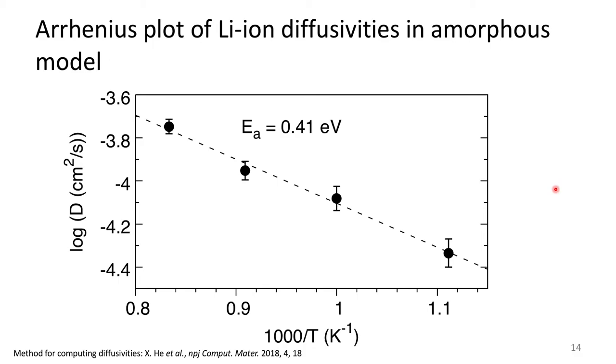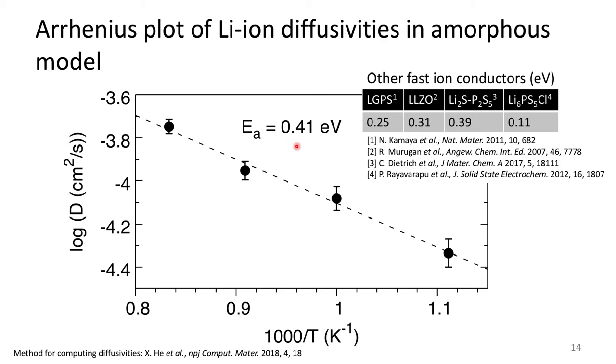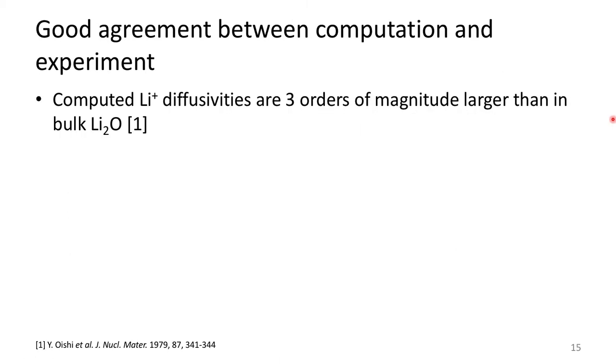From the Arrhenius plot, we can compute an activation energy for diffusion of 0.41 eV. To put this in context, we can compare this value to fast lithium-ion conductors in the literature, and we see that 0.41 is at the upper end of the regime. So this interface is a good lithium-ion conductor. The final question is, how does this compare with experiment or other values in the literature? Well, the computed lithium-ion diffusivities are roughly 3 orders of magnitude larger than in bulk Li2O from past experiments.